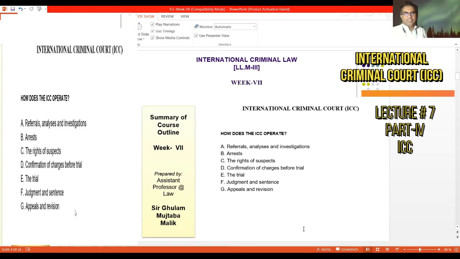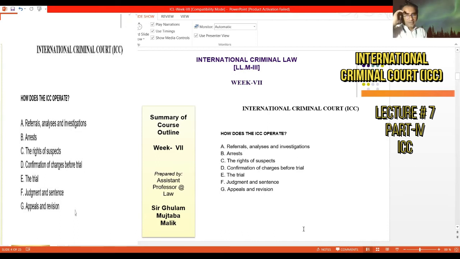So these are the reasons on which an arrest warrant would be issued. The judge will issue a warrant of arrest if it appears necessary to ensure that the person will actually appear at trial, that he or she will not obstruct or endanger the investigation or the court's proceedings, or to prevent the person from continuing to commit crimes.